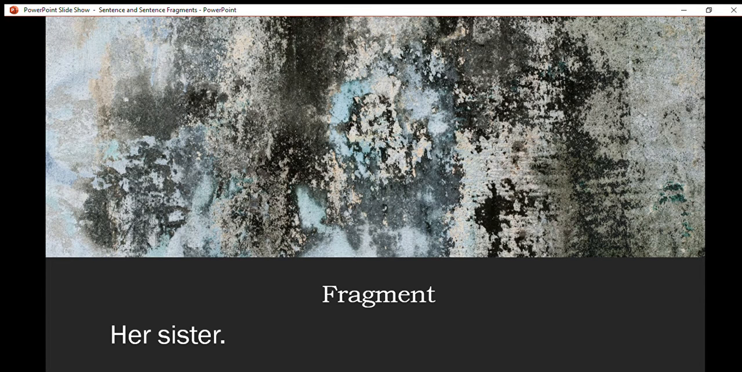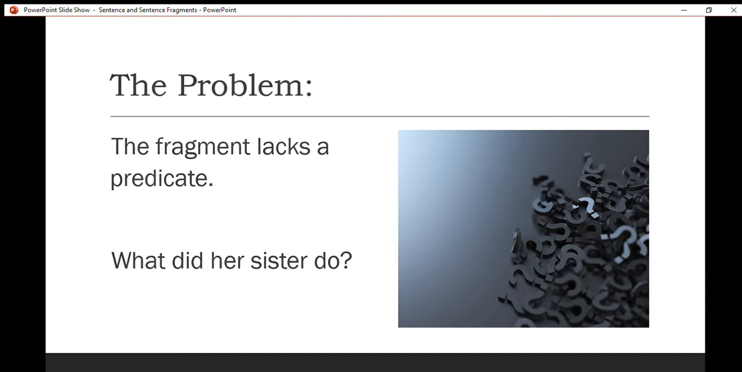An example of a fragment would be "her sister." What about her sister? If you write "her sister," that is a fragment. Therefore, it does not give us a predicate. It does not give us a complete thought. So the problem with this is it lacks a predicate, as we just discussed. And the question is, what did her sister do? That has to be answered for it to be a complete sentence.